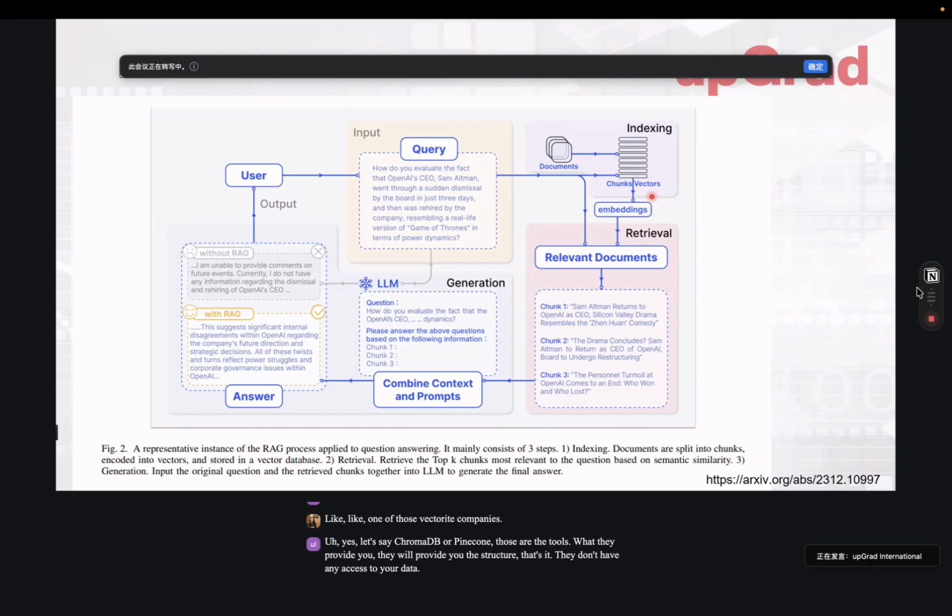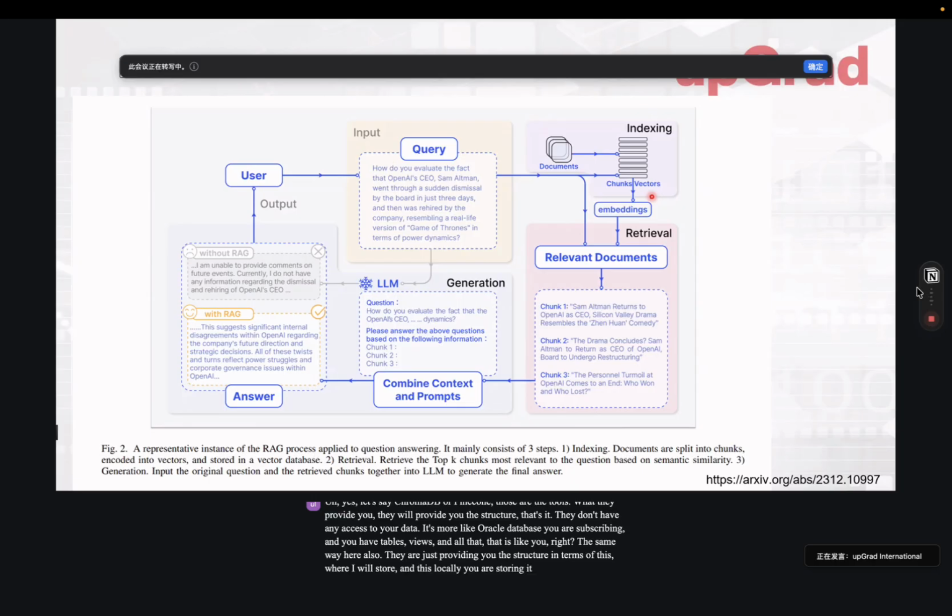It's more like an Oracle database you are subscribing to, where you have tables, views and all that. The same way here also. They are just providing you the structure in terms of where you will store, whether locally or in the cloud. It's up to you. But you are creating this particular indexing, all the chunks and then the similarity index.